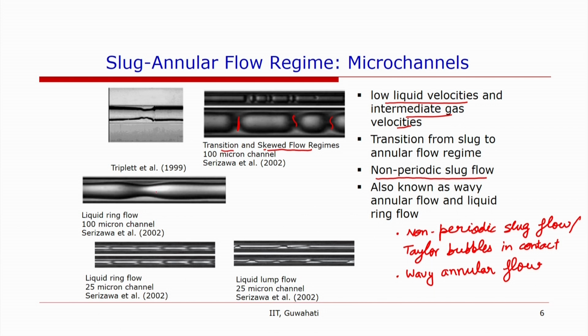For example, this picture, and this is termed as liquid ring flow by Serizawa et al. So, they have this liquid ring flow observed in a 100 micron channel as well as in a 25 micron size channel. They also have a liquid lump flow which does not seem to be axisymmetric, and there are lumps of liquid in between. So, I have also kept this in the slug-annular flow regime, but it might also well be put in the category of churned flow regime.